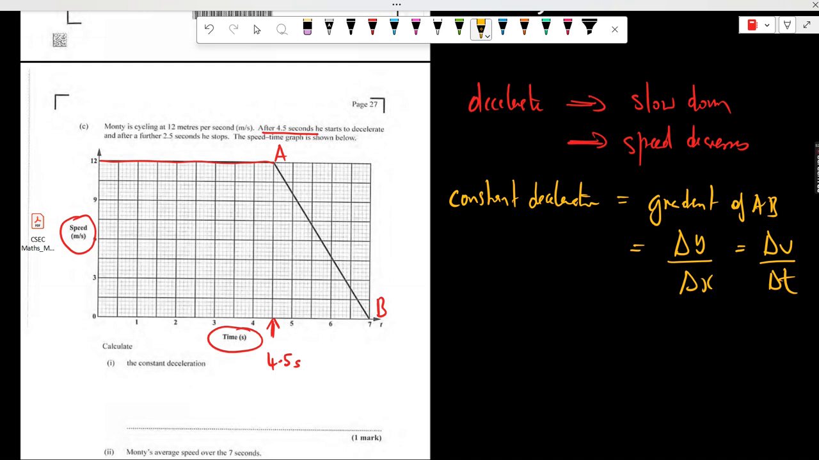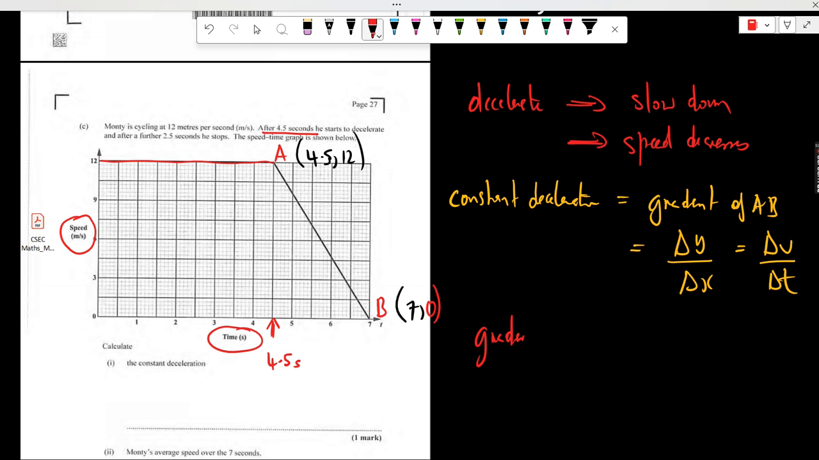Good? So at the point A, we can put in the coordinates. The time is 4.5, 12. So 4.5 represents the time in seconds, 12 is the speed in meters per second. And at B, the value is 7, 0. Is that clear? Yes, sir. So let's find the gradient of AB.